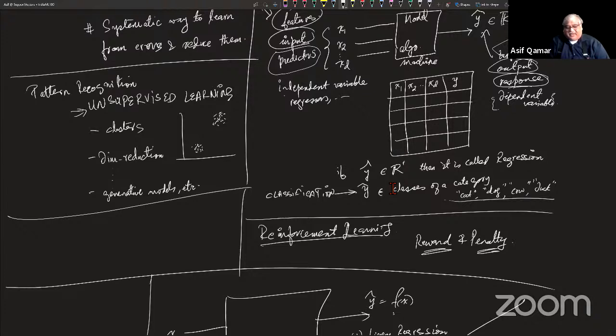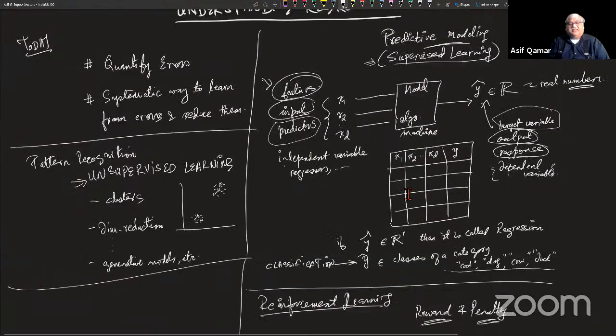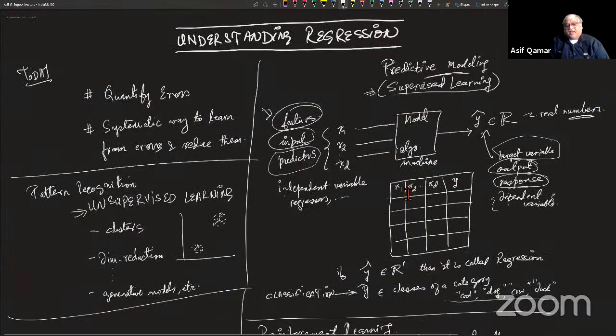So you're identifying a class, and that is classification. That's the word classification. Both of these, classification and regression, to the extent that they predict, are called predictive models. They are also called supervised learning algorithms.